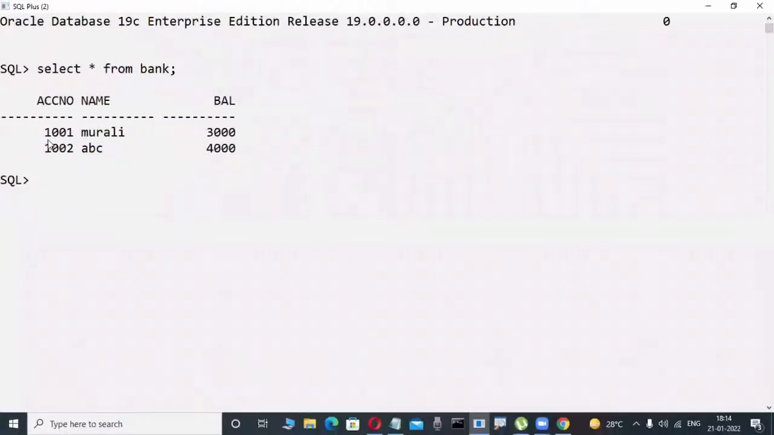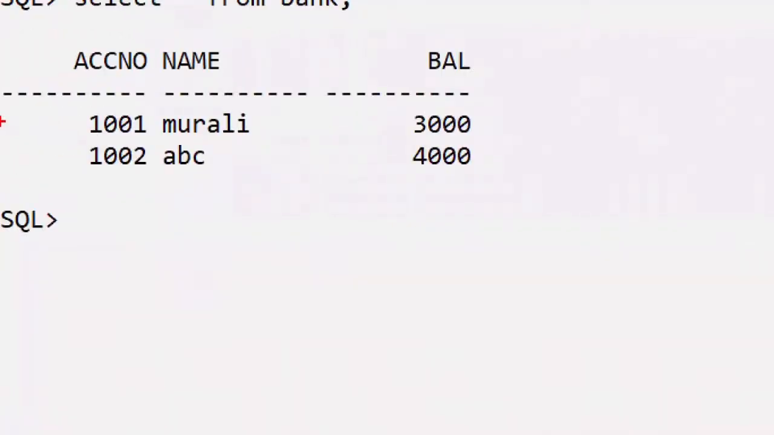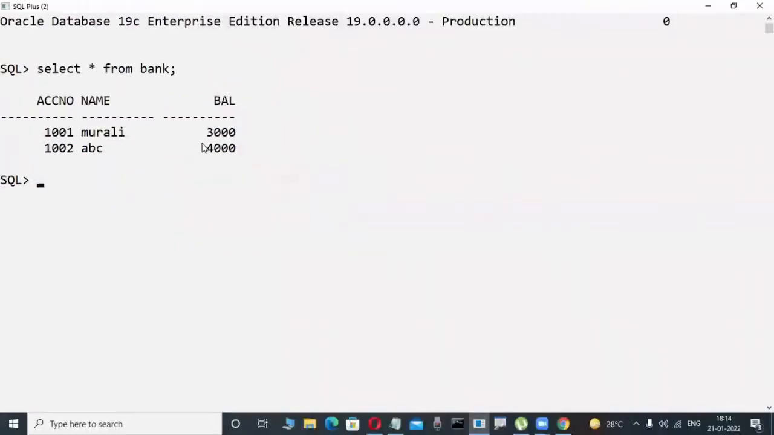Suppose this data, observe it here for one minute. 1001 is an account number. My name is Murali, I'm an account holder. My balance is how much? 3000. Observe here, my balance is 3000, for example. Now check out the scenario. Slowly observe it here.